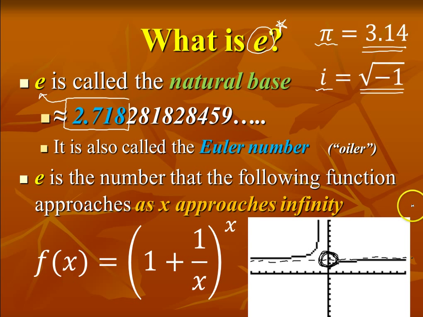So E is a number. It's called Euler, which is a good fact, but you don't have to memorize that. And it's the number that the following function approaches. That was going back to this graph down here at the bottom. We said it was about 3. Well, if we reference that to what we said up top, it's 2.718. So anytime you see E, think of 2.718.